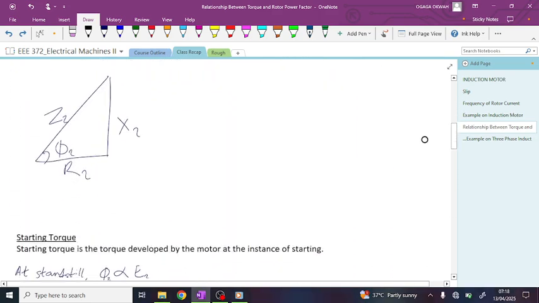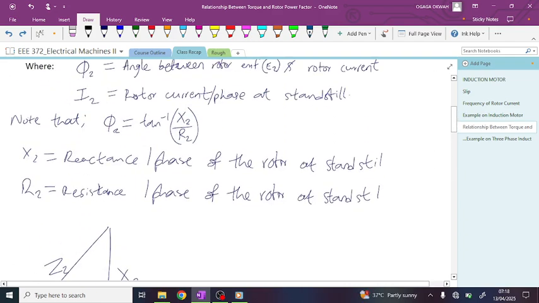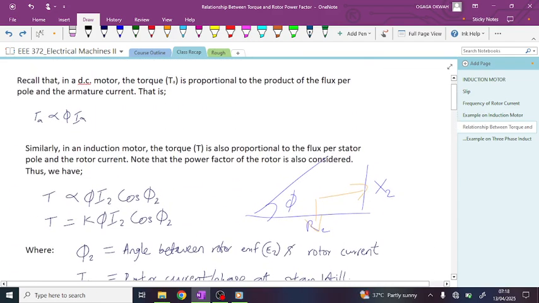With that, we'll talk about starting torque in the next video. I made this brief as possible so you can watch over and over again and get what is being done in this particular video. In the next one, we'll talk about starting torque, which will be really fast.